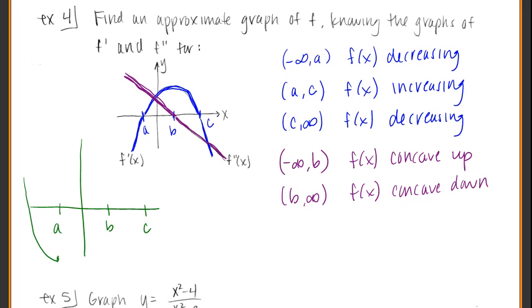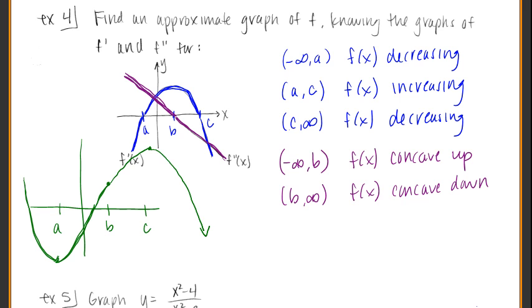But from negative infinity to B, somewhere halfway along the way, I change from concave up to concave down. So let's make this our changing point. All along here I'm increasing, but I'm concave up. And then after that, I'm concave down. After C, I start decreasing, so I go up to this point here at C, and then I start decreasing.